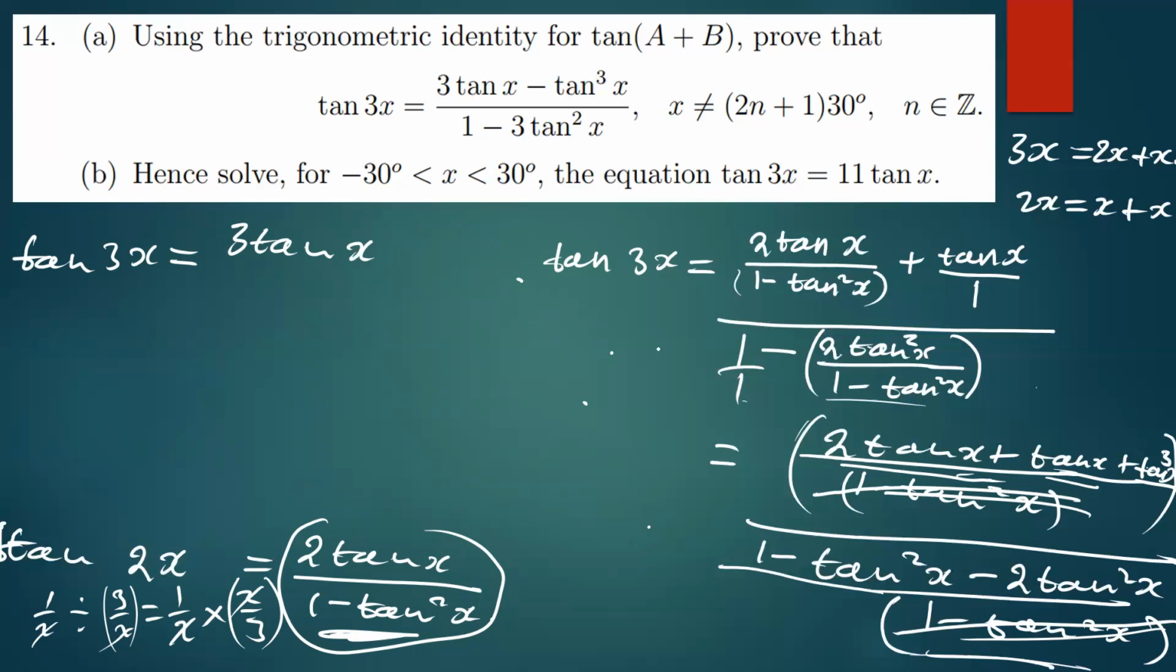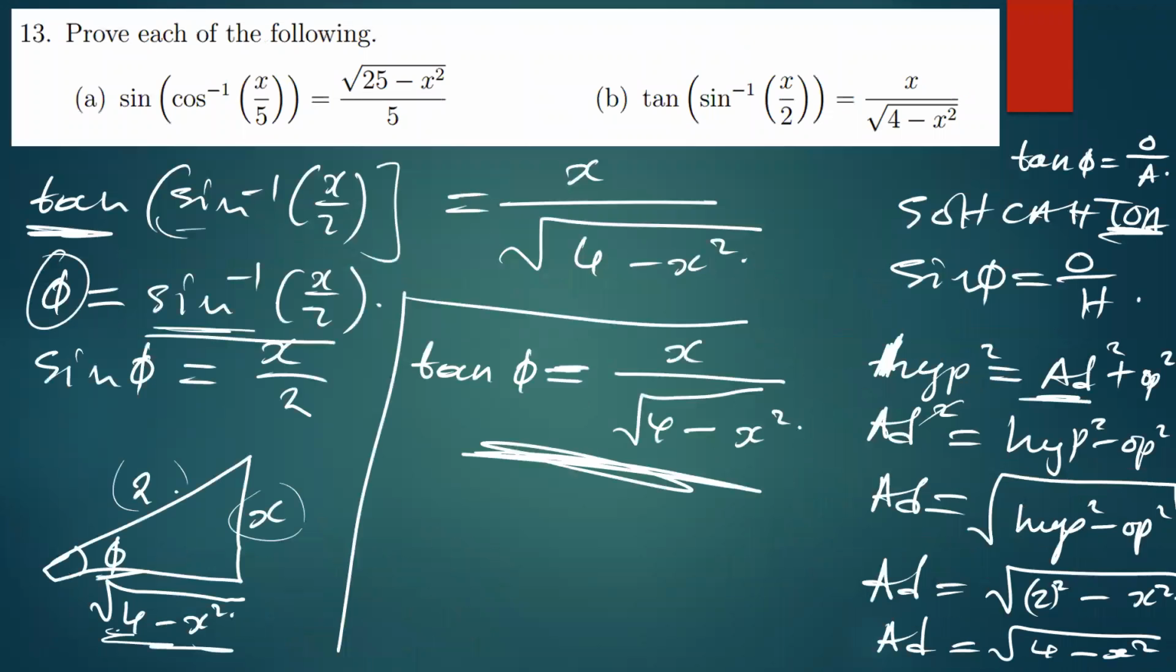So is it plus or minus? There was a minus here. So when simplifying, we are expected to have a minus here, not a plus. So there's supposed to be a minus. So we say minus tan cubed x. And then the denominator will just remain this part, 1.